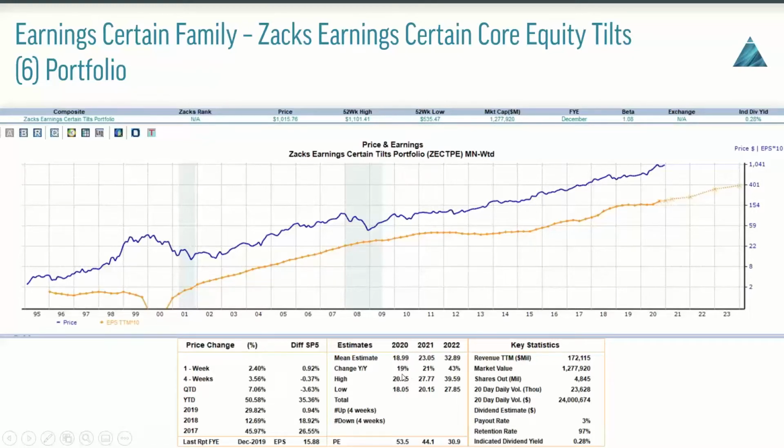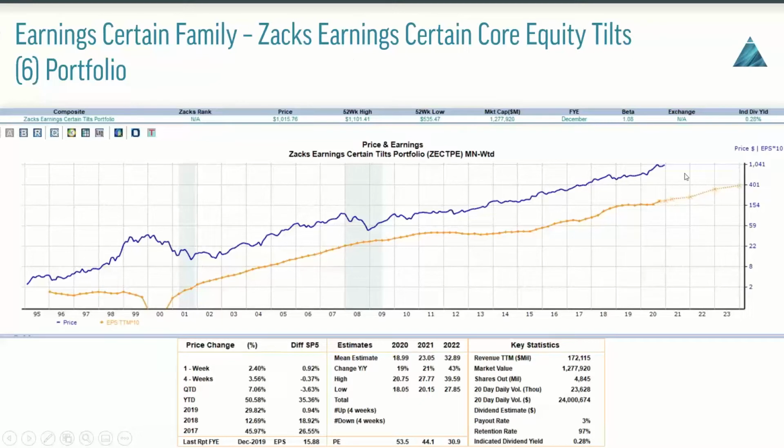But what I want everybody to focus on is this growth that we get in up markets, right? So earnings growth in FY1, 19%, 21%, 43%. So we've got growth acceleration. So when we couple the tilts with the core positions, we're able to capture this accelerated growth. And that's what we're after with that tilt portion of the portfolio.